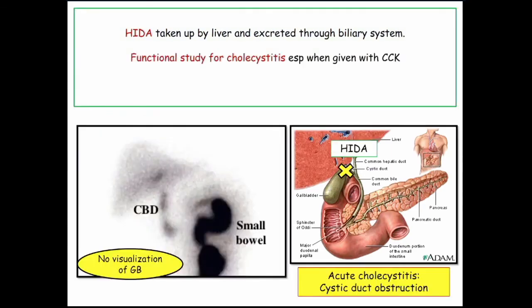Here's somebody with appropriate symptoms. So acute cholecystitis, acute upper quadrant pain. Again, you're not always clear that this is cholecystitis. HIDA scan, you give it. You see it coming down the bile duct. It's in the small bowel. It never made it into the gallbladder. The cystic duct was obstructed. So that's a positive HIDA scan for cholecystitis. You can use it for acute or chronic cholecystitis.